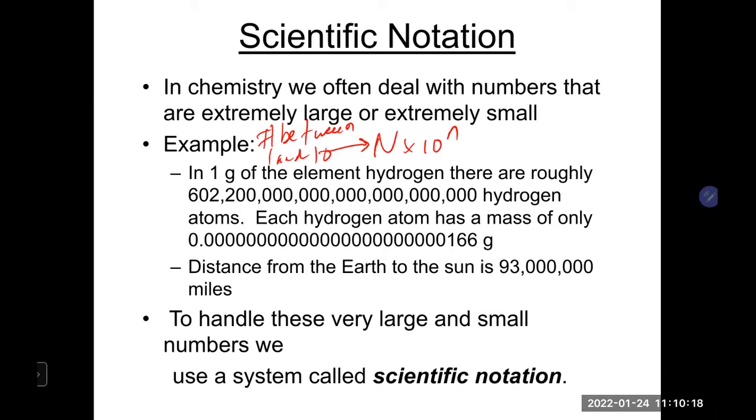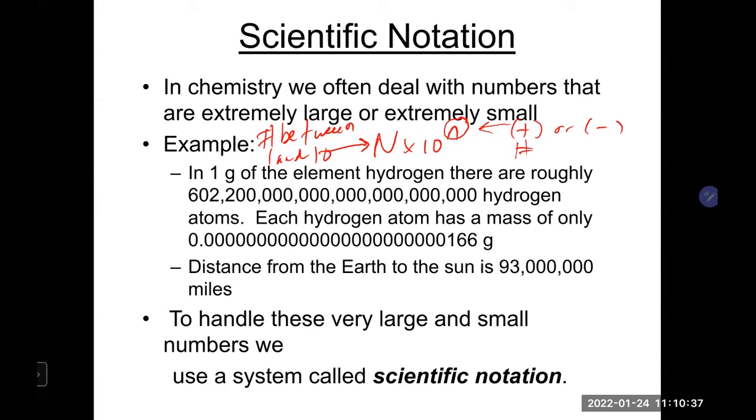Now, it is times 10 to this little n here. This little n is either a positive or negative number, and it really depends on which way you have to move the decimal point to get yourself to a number between 1 and 10.